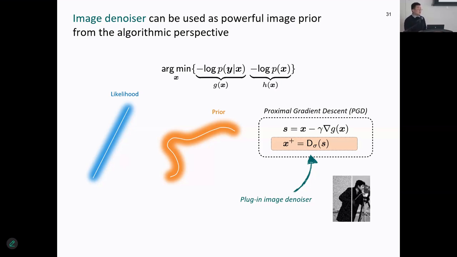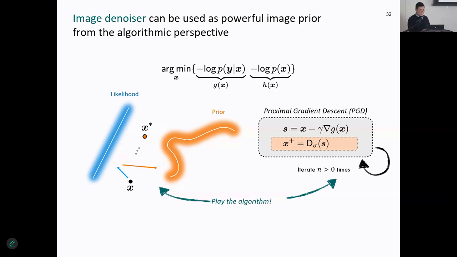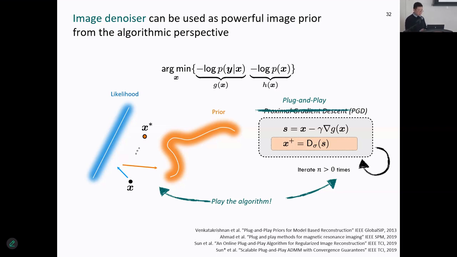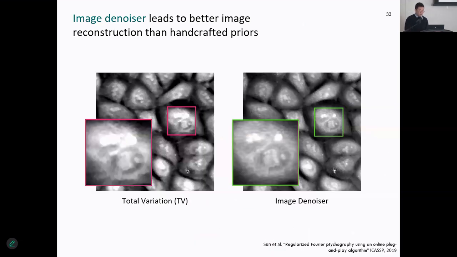Here now the prior information becomes implicit. It's implicitly encoded in the denoiser. And of course, we play this algorithm with the denoiser inside. Due to this cute plug-and-play feature, the idea of using an image denoiser as a prior is commonly referred to as plug-and-play priors. I want to highlight that it's a very popular framework in computational imaging, and has been investigated by many papers. I want to highlight this one because it uses plug-and-play for MRI. On the same example, the image denoiser indeed leads to a better reconstruction of the real HeLa cell over the traditional handcrafted priors.